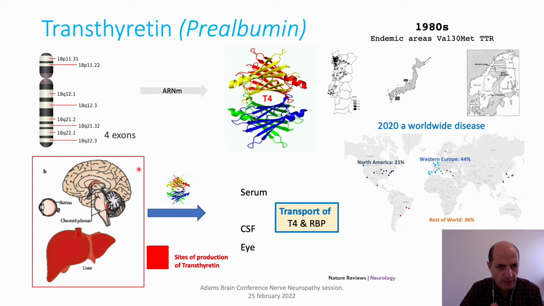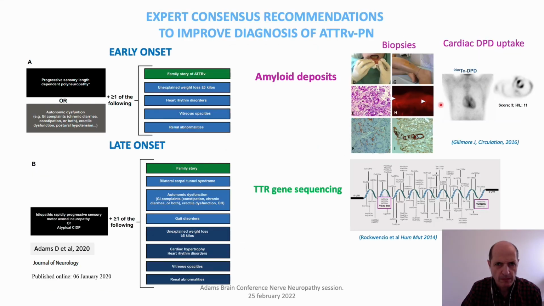It's mainly produced by the liver, choroid plexus, or retina. It has a role in the transport of thyroxine and retinol binding protein. In the 1980s, it was considered an endemic disease in Portugal, Sweden, and Japan, but it's now considered a worldwide disease. To improve diagnosis of this rare disease, expert consensus recommendations have been established in patients with early onset, usually with positive family history.